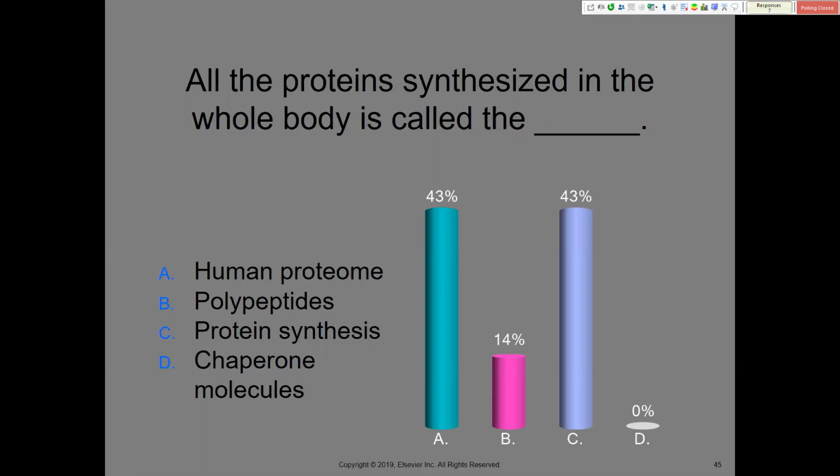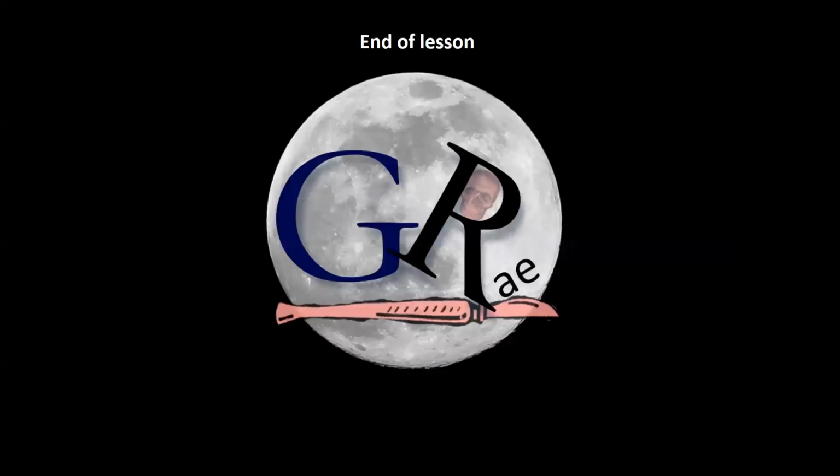Okay, so all of the protein synthesized in the whole body is called, it's actually, the human proteome. So you can have a cell proteome, the proteins that are in the cell, but the whole body is the human proteome. And for the whole body, you can think of the hundreds of thousands of proteins that can be made together. This is a little more of a minor point. It's just a term that they had in the chapter. Okay, so that is the end of the lesson.